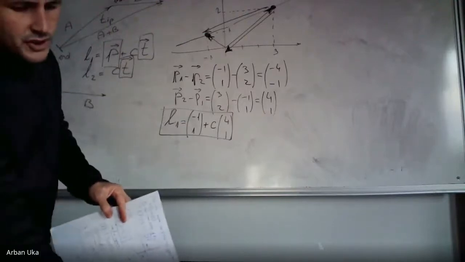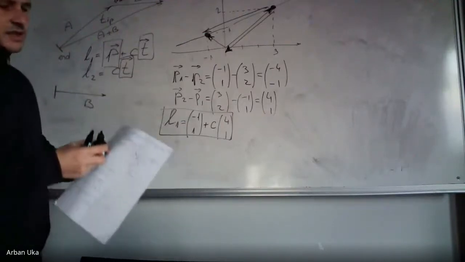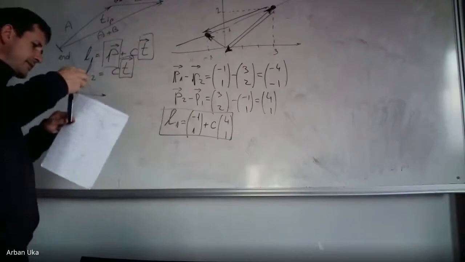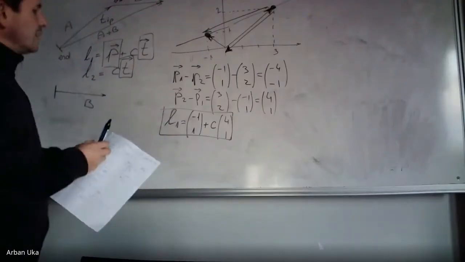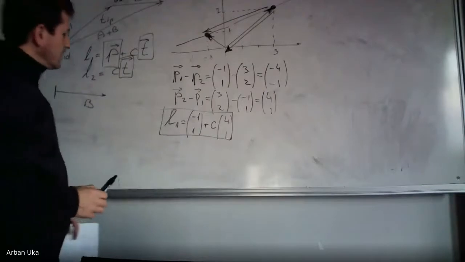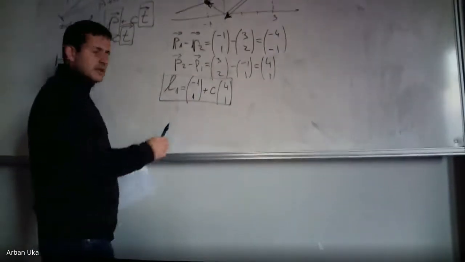Slope is defined as x2 minus x1 divided by y2 minus y1. That's correct. I mean, that's how I remember it in high school. That's true. But let me write it here.